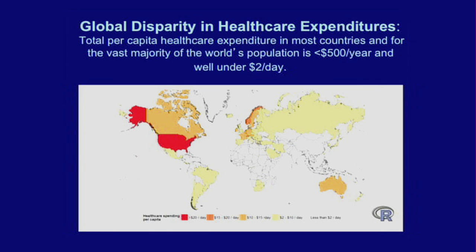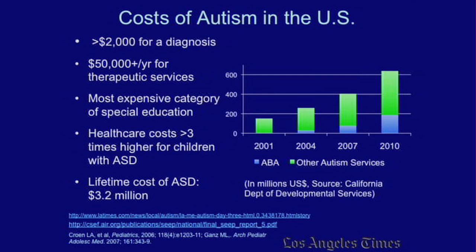When we look at the cost of autism in the United States, where the services I think are some of the most developed globally, we see that it costs over $2,000 just to get a diagnosis in this country. And then the therapeutic services are $50,000 or more, the ones that are shown to be the most effective. Autism is also the most expensive category of special education services in the United States. An analysis of data from Kaiser showed that families of children with autism had healthcare costs for all kinds of things that were more than 3 times higher than for children without autism. And the lifetime estimate of what it costs for a person to have autism in this country, over and above what it costs to live a life anyway, is $3.2 million.